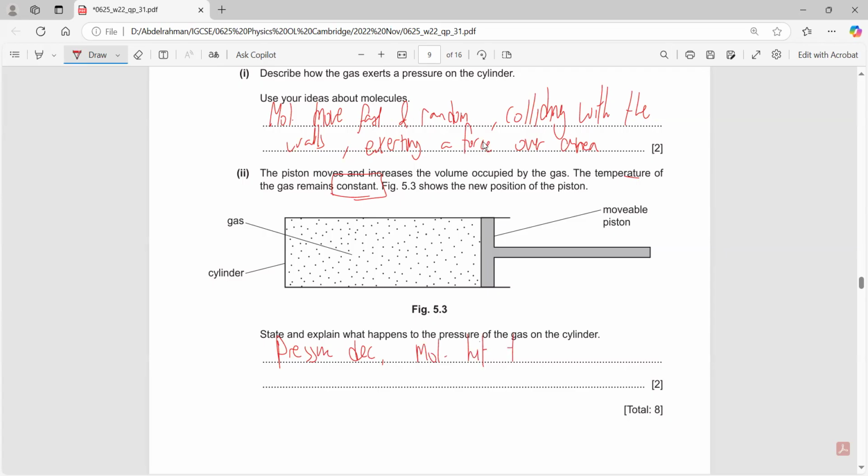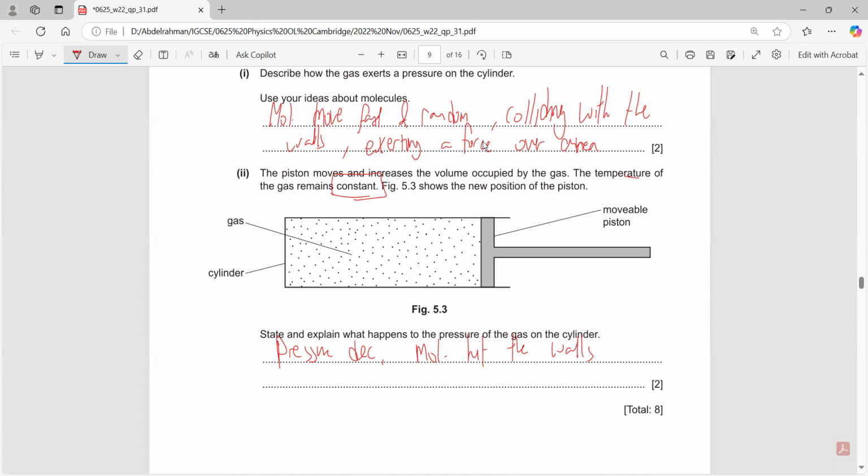Molecules hit the walls. Again, please, you have to say they hit the walls. Never, ever, ever say that they hit each other. I know that they might hit each other. Okay, that is a possibility. But if molecules hit each other, that does not exert any pressure. That doesn't create any pressure whatsoever. So they hit the walls.